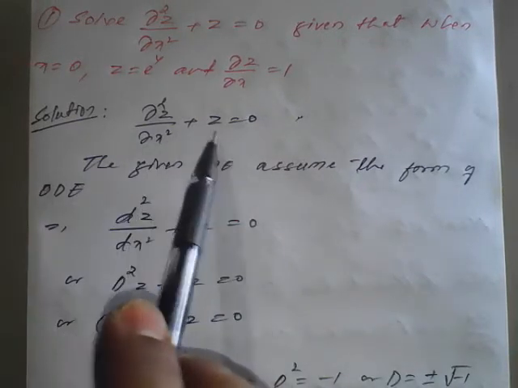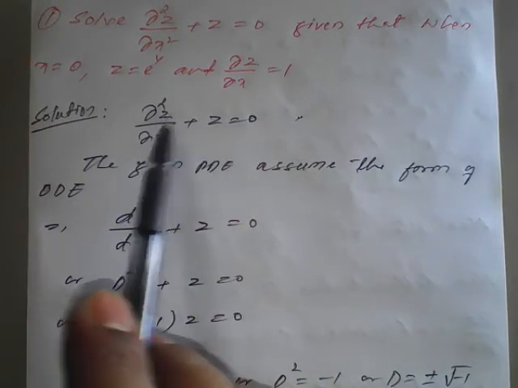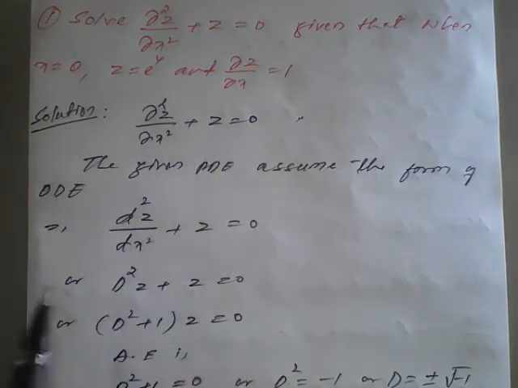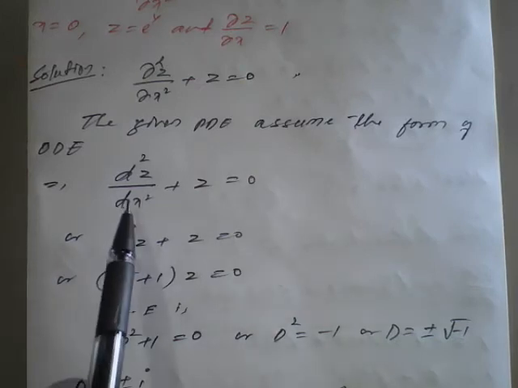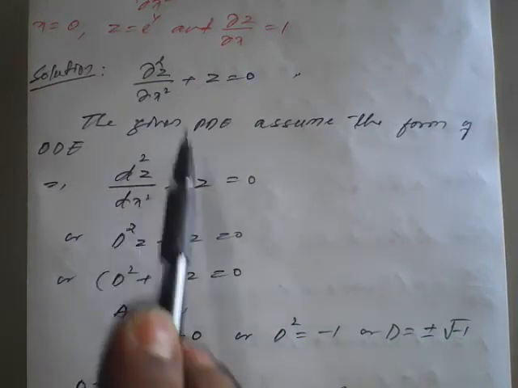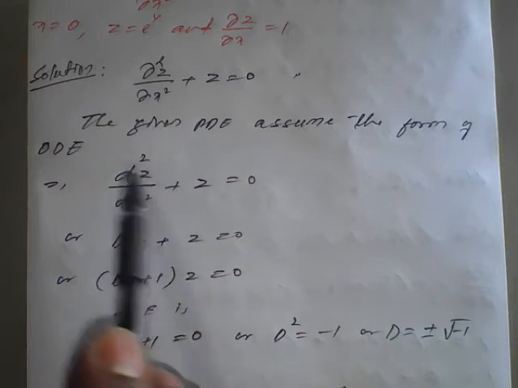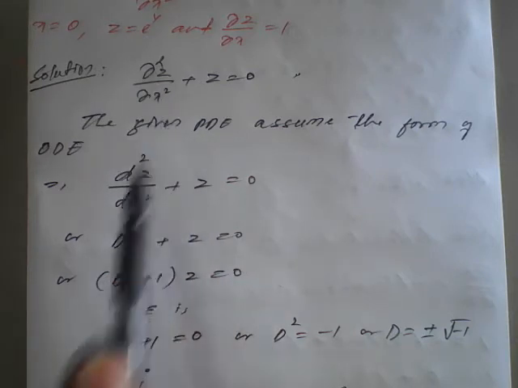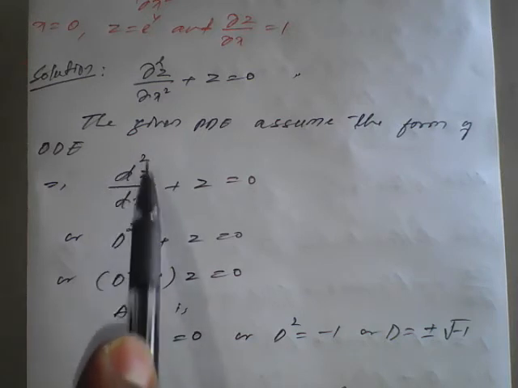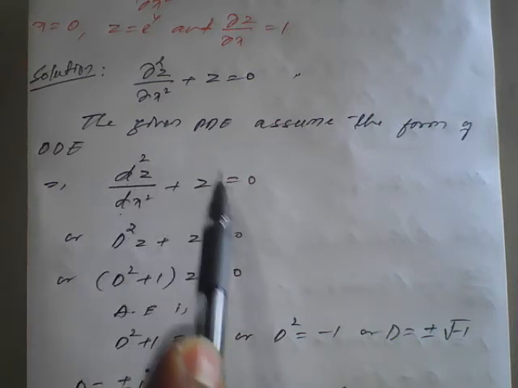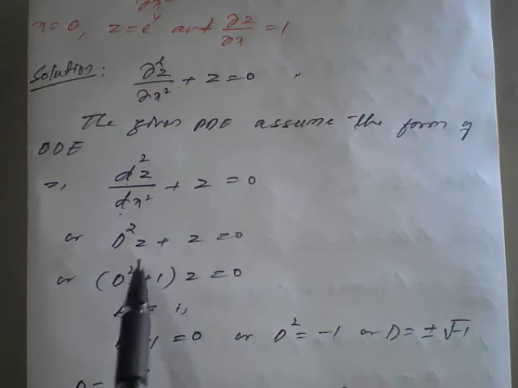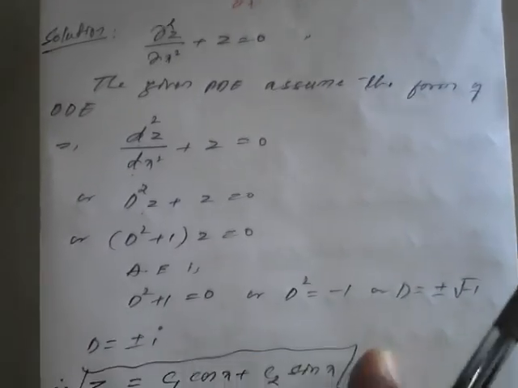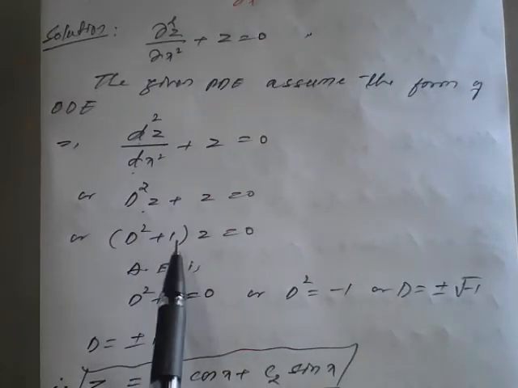Now, in the given differential equation, if the function and the variable are the same, we need to convert it into our ordinary differential equation form. This means you convert ∂/∂x into d/dx form. So ∂²z/∂x² is converted to d²z/dx² plus z. This can be written as D²z + z = 0, or taking z common, (D² + 1)z = 0.